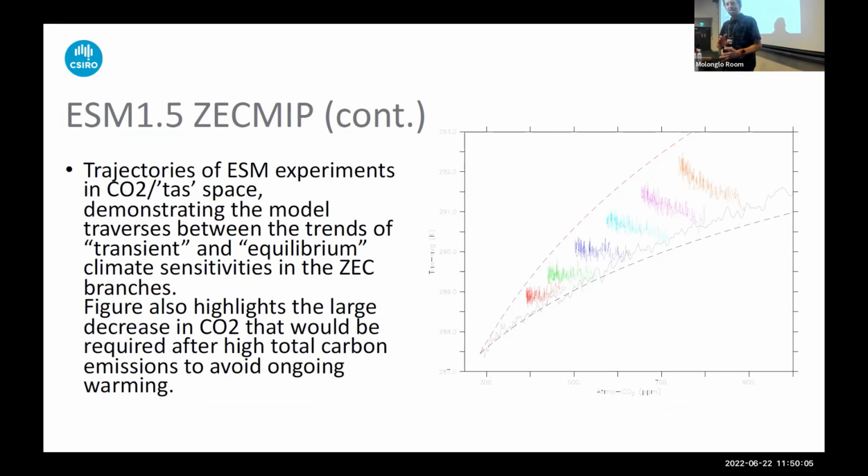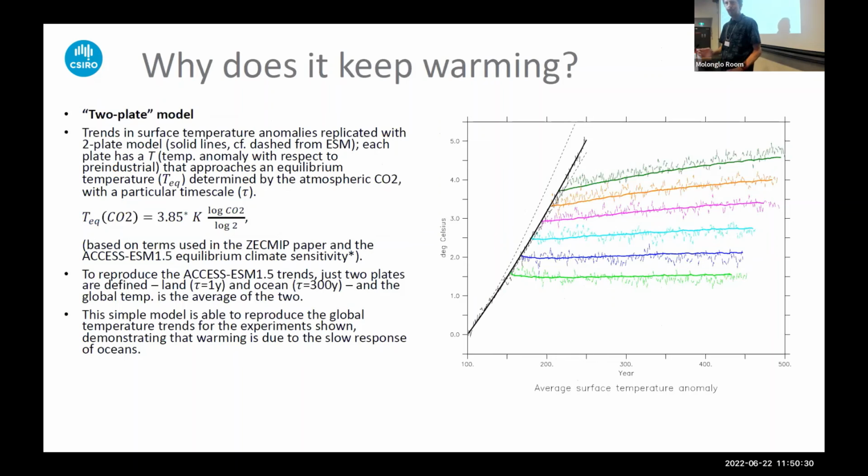It's been interesting to plot the trend of the ESM in this space of CO2 and warming temperatures. The two trends here are the transient climate response versus the equilibrium response. You can see that the model drifts, warm on the transient curve, and then goes towards the equilibrium curve, and it highlights how much CO2 you would have to take out of the atmosphere to actually have a neutral ZEC.